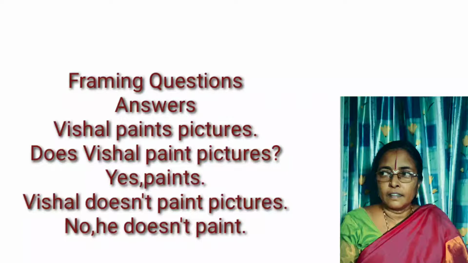Now come to the last sentence. Vishal does not paint pictures. If that is the statement, here the statement is in negative form. This is what you have to observe here. In negative form, again we have to use do forms. As the sentence is in simple present tense and the subject happens to be third person singular, here also we have to add the do form does. Vishal does not paint pictures. Or you can say no, he doesn't paint.